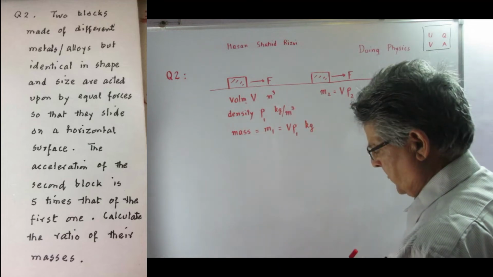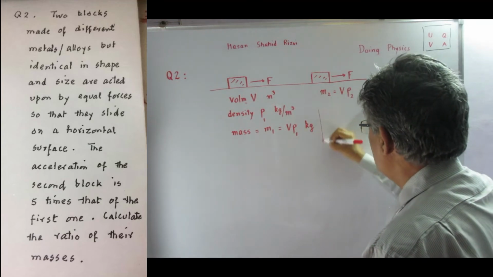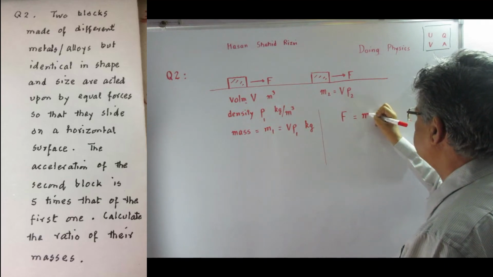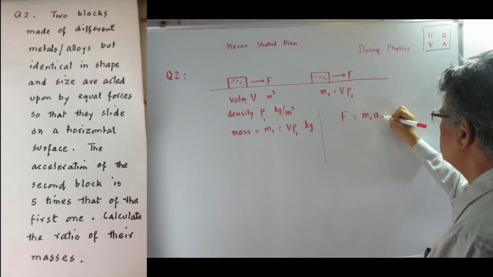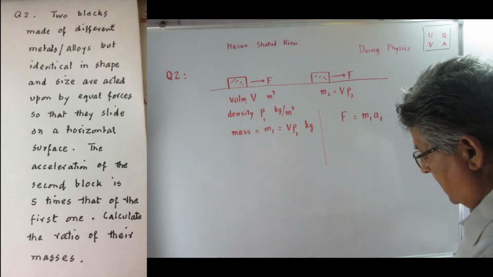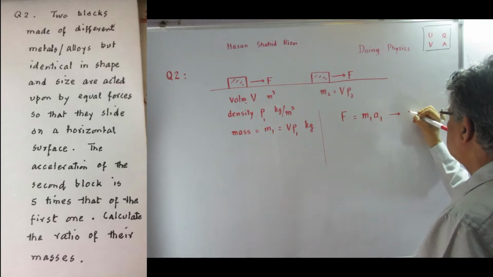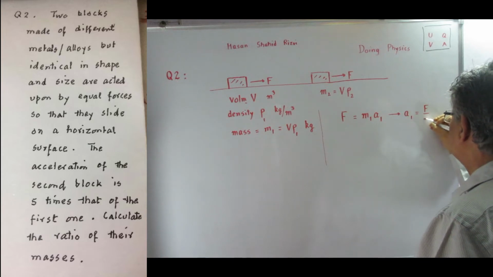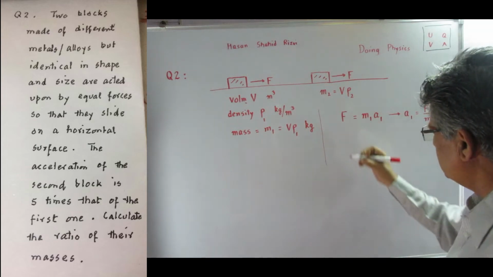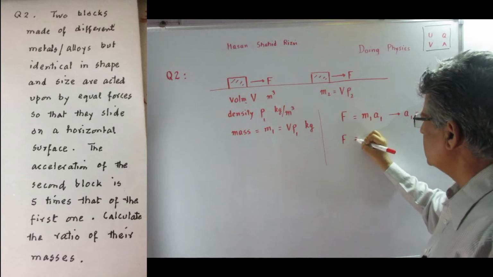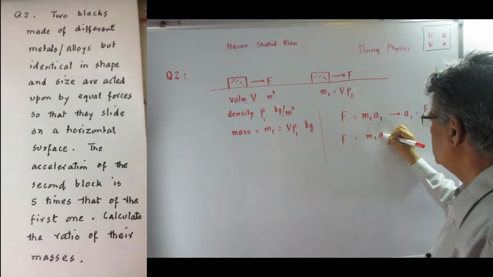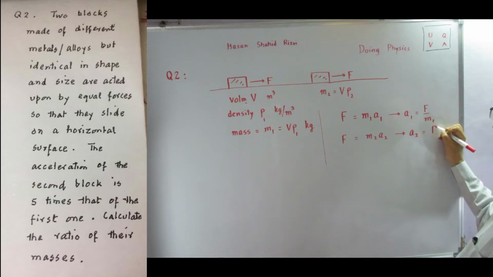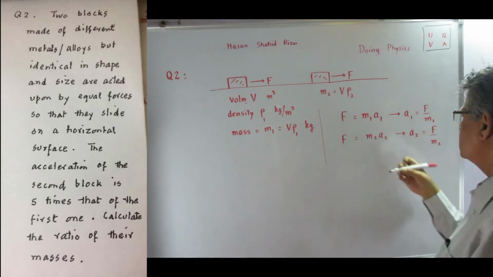On the smooth plane on which the two blocks are kept, I can write my equations. The force on the first one is equal to its mass m1 multiplied by the acceleration, and this gives us the acceleration a1 is equal to F upon m1. Similarly I can write the other equation, it's very simple: F is equal to m2 into a2, which gives again a2 is equal to F upon m2. So these are the two equations.